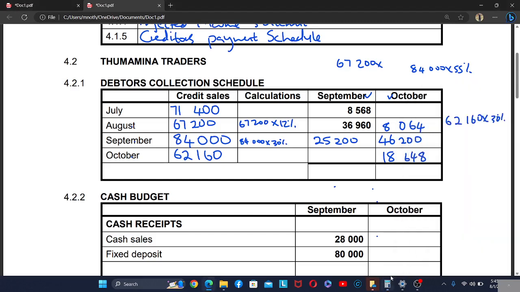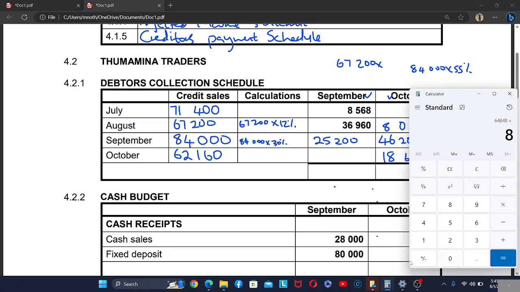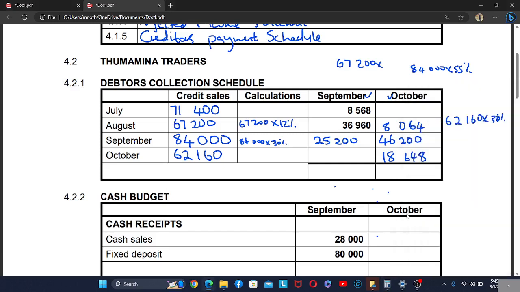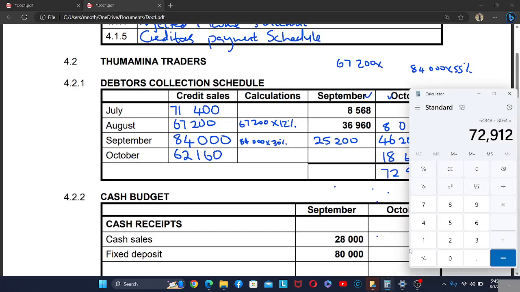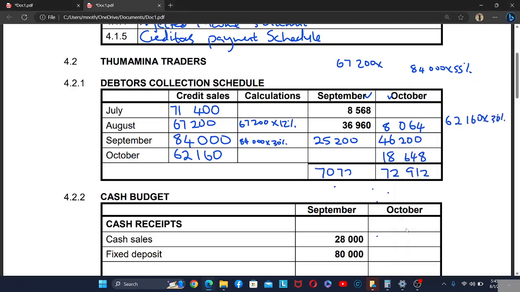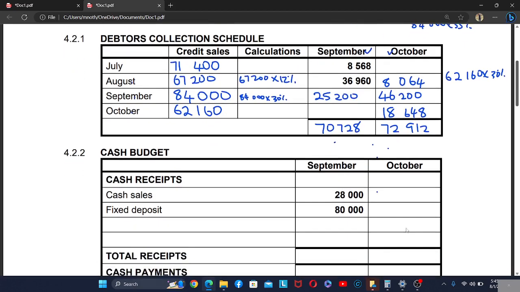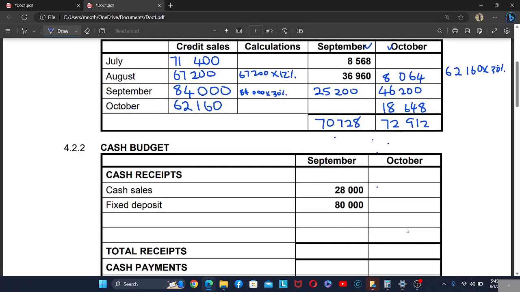Plus 46,200 plus 8,064, which is going to be 72,912. Then for the other month, 8,568 plus the other 6,960 plus 25,200 is equal to 70,728. Okay. Now we are moving to the debtors collection schedule.